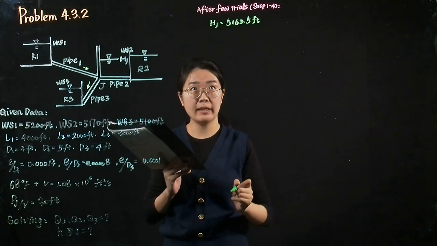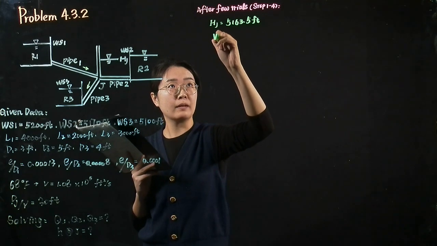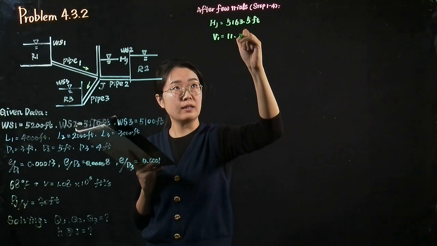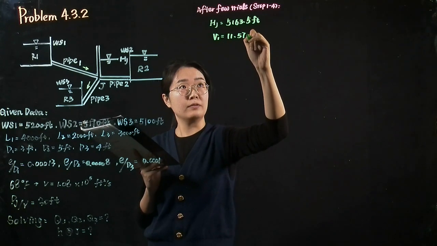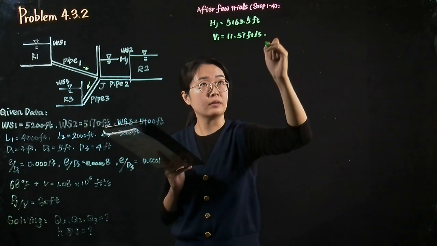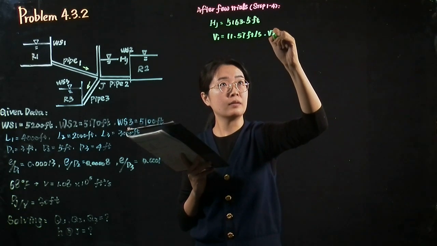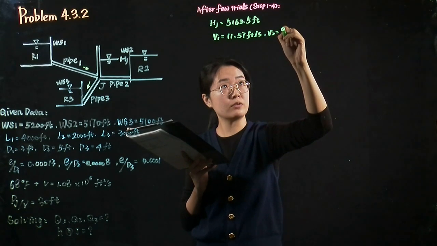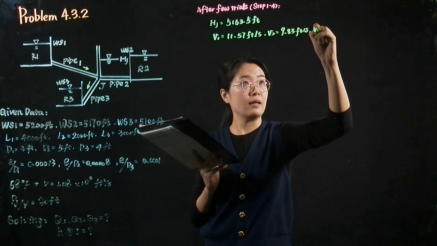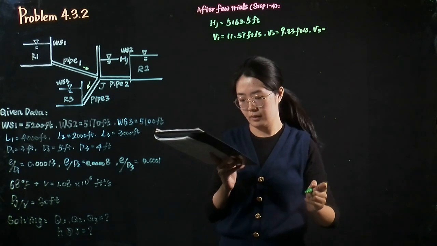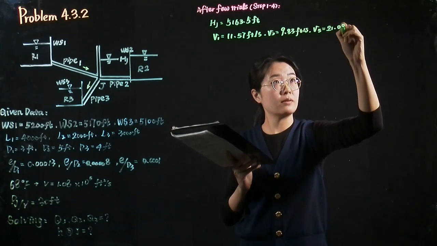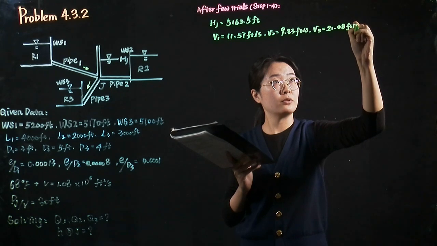And meanwhile, we can get the velocity in pipeline 1, it equals to 11.57 feet per second. The velocity in pipeline 2 equals to 9.33 feet per second. And velocity in pipeline 3 is 21.08 feet per second.